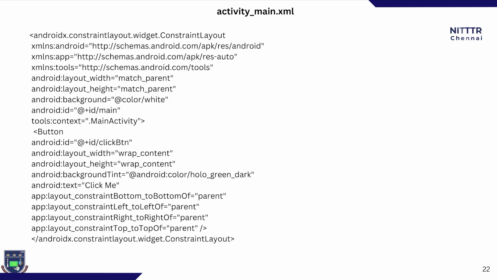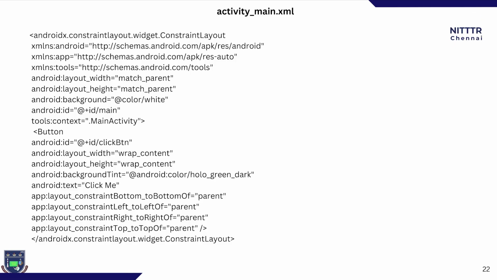At the same time, namespaces also we have to define. Using this statement, like android, app and tools, provides access to Android attributes, application-specific attributes, and design time tools. So next we have to mention the layout attributes, right? Here we have to mention the height and width of that layout, using these layout statements.